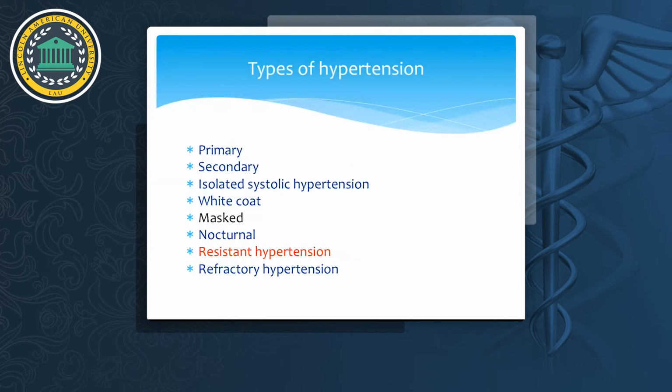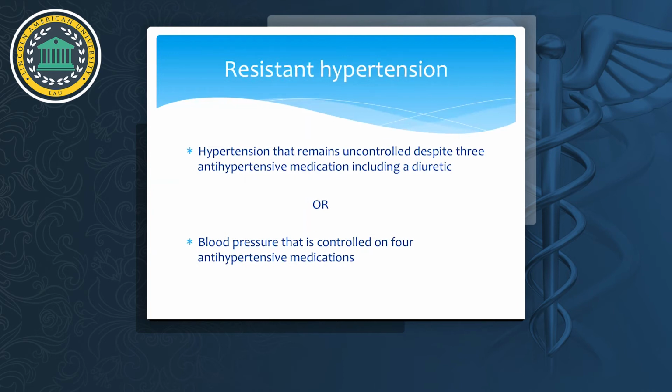Then we have resistant hypertension: hypertension that remains uncontrolled despite 3 antihypertensive medications, including a diuretic, or blood pressure that is controlled on 4 antihypertensive medications.